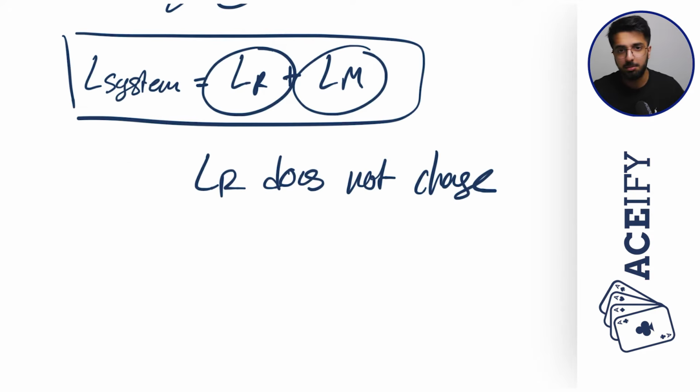And so therefore, as the angular momentum of the roundabout does not change, the velocity or angular velocity of the roundabout also does not change, okay?